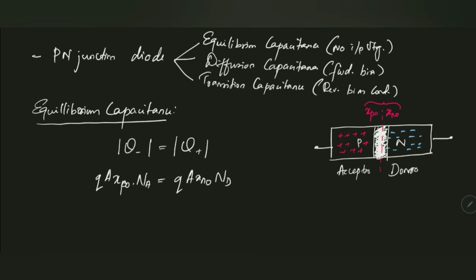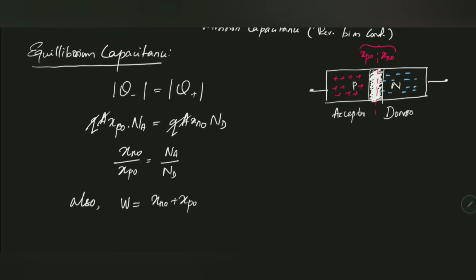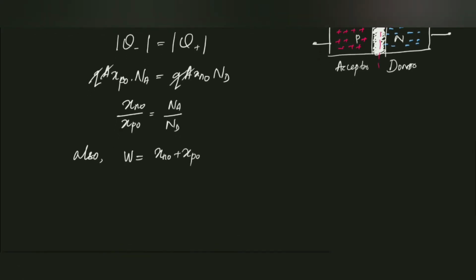So from this equation it is very simple: q gets cancelled, A also gets cancelled, and from this you can write that x_n0 divided by x_p0 is given as N_a by N_d. So this is an expression that can be derived from here. Also, as I told you, the width of the depletion layer, I'm giving as a capital W, which is equal to x_n0 plus x_p0. So now we can understand from the diagram that x_n0 and x_p0 combine to form the total width.